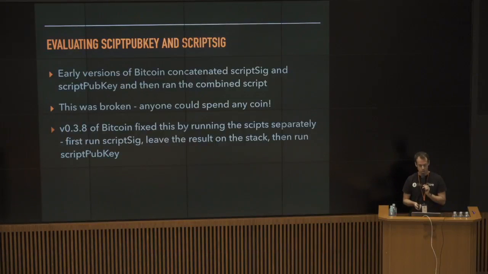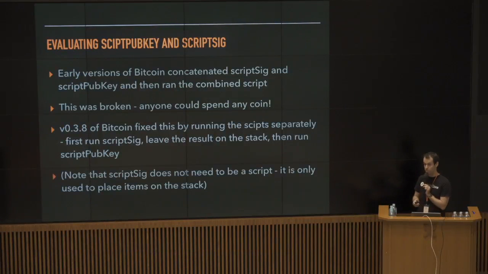But it was broken. And so in V0.3.8, that was changed, fixed, by running the script separately. So first you run the script sig, and that places elements onto the stack. You leave those elements there, and then you run the script pubkey. Note that because the spender is providing the script sig, it doesn't necessarily need to be a script. It could just be placing elements onto the stack, right? So it shouldn't really be a script. It's just providing data elements. That's the script sig.